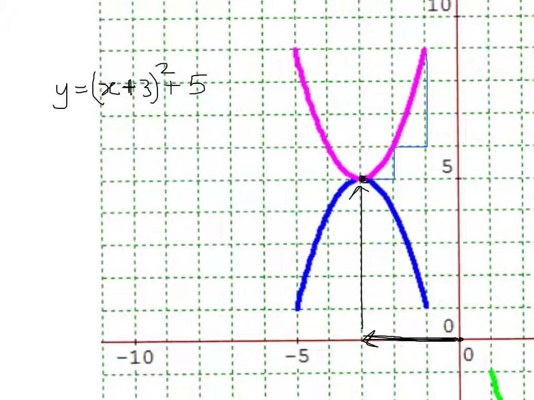My head of department always says, what happens in the brackets is the opposite to what you think. It's like a woman, what happens on the outside is a man. But anyway, so that's the translation of that.